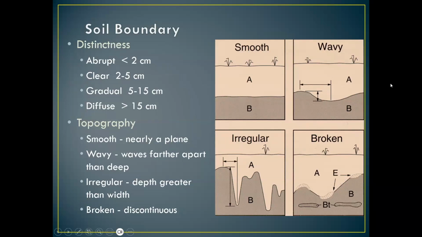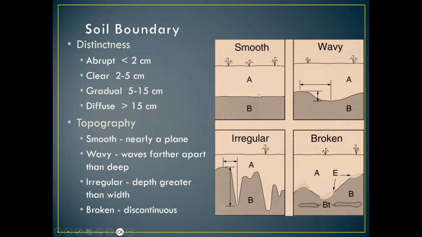Wavy, you can see it sort of undulates. Broken means that it's here in one spot, not here in another. Irregular is very up and down. And so that's the topography, and the distinctness is how fast it turns. Like the bottom of a topsoil horizon, it's black, and then it goes to something else. Very abrupt. If it changes less than 2 centimeters, that's an abrupt.